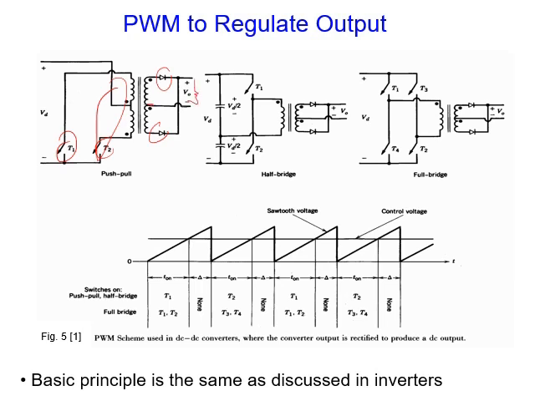Now the half bridge, if you remember, or the full bridge, four switches. We compare the control signal with a sawtooth to know which switch is to be on or off. As you can see here, T1 and T2 will be on for the full bridge, and for push-pull or half bridge, one switch will conduct at a time.